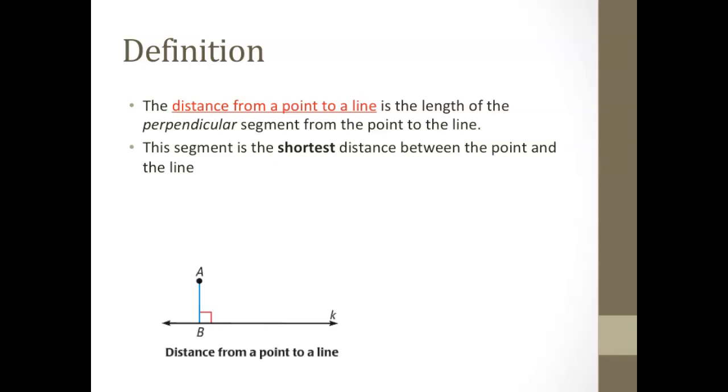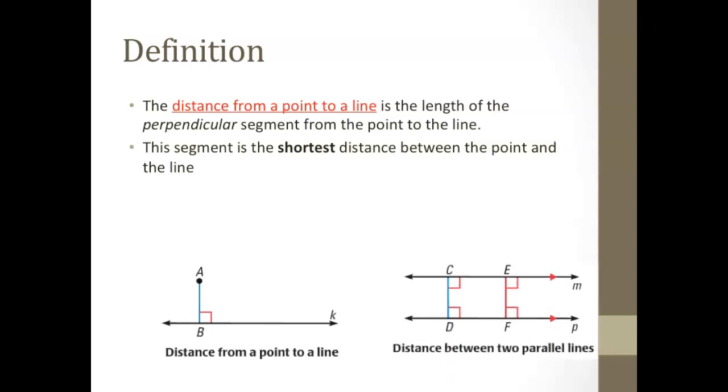Now if we were talking about the distance between two lines, if they were two parallel lines, then we are talking about the perpendicular segment. And we know that if those two lines are parallel to each other, then the line segment that is perpendicular to one must also be perpendicular to the other.